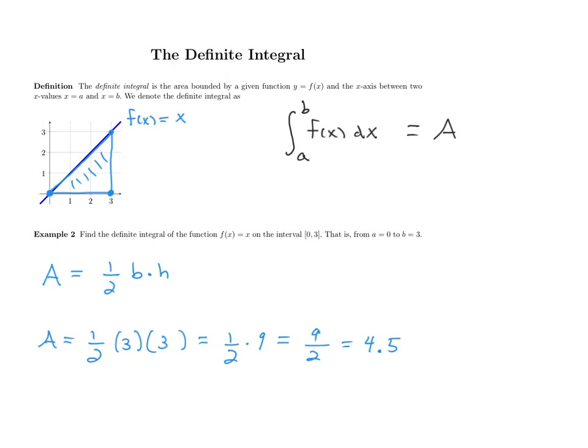So what's 4.5? Using this notation, that's the definite integral from 0 to 3 of the function x dx. We were able to solve this because we ended up with a figure, a shape, whose formula we know the area for. What happens if we change the function slightly? What if it wasn't x? What if it was x squared, for example? Let's talk about that in the next example.